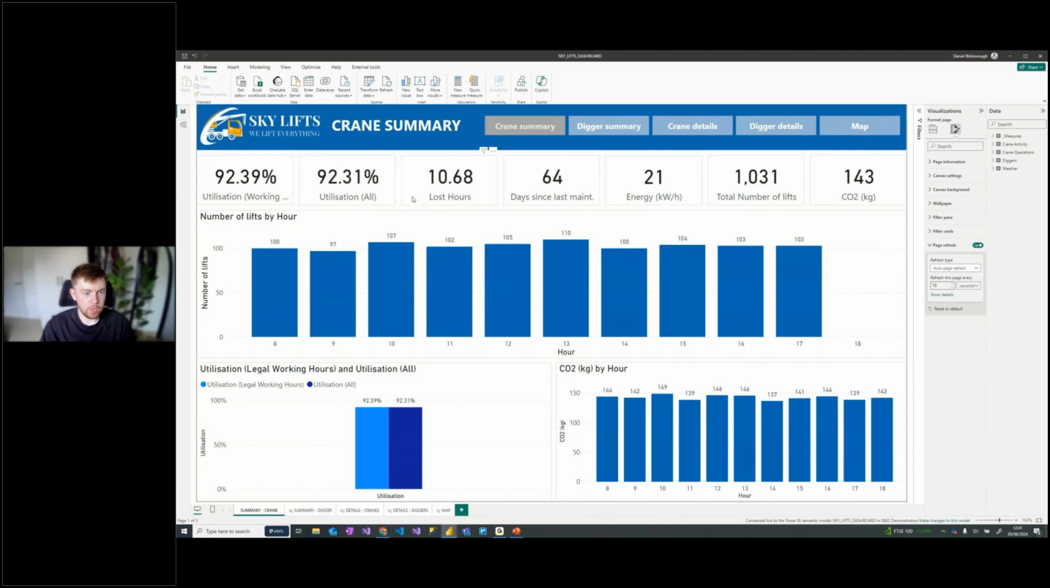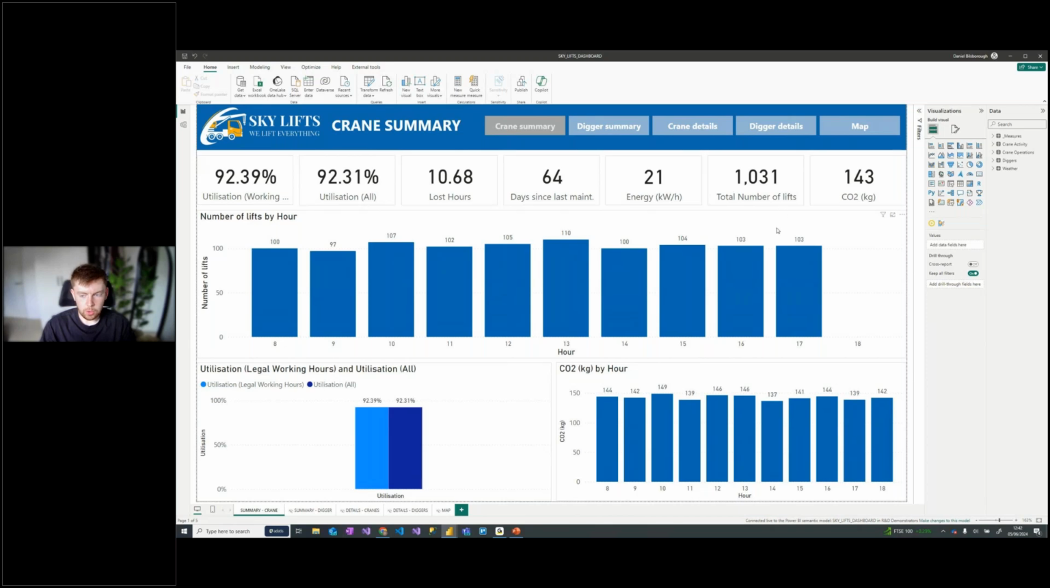So here we've got utilization percentage, lost hours, how many days since the crane last got maintained, CO2 emissions, things like that. You could probably take this report a bit further and link it into a Reflex in Data Activator, which means you could set a particular alert on this, and once perhaps CO2 gets over a certain amount, trigger an email or a Power Automate flow to do something, so that you can keep an eye on these things as close to real time as possible and take action on them as soon as possible as well.